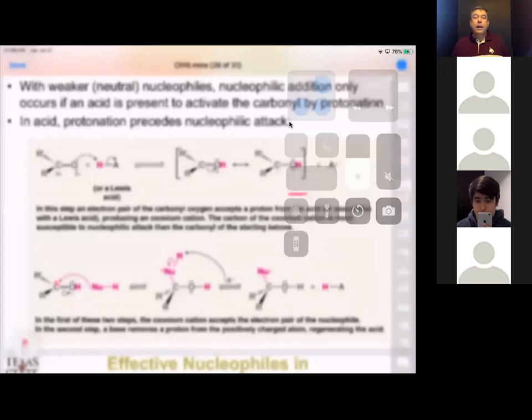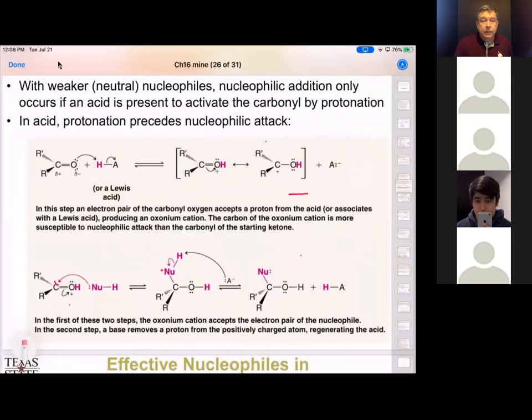Okay, so back to our class now. We're going to continue on with chapter 16, the aldehydes and ketones. Okay, so let me share my screen. Okay, there, all right, it stopped getting blurry.